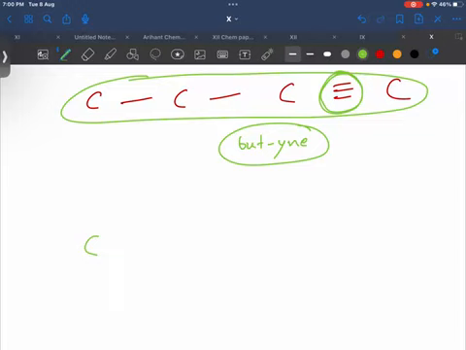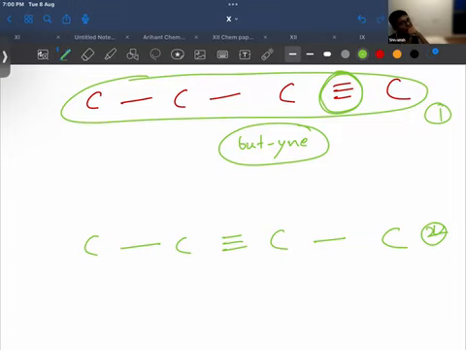Okay, then what is the difference between the first one और second वाले के बीच क्या difference है? If you don't specify the triple bond, both will be named as butane, right? Yeah. So that's why. हाँ, बोलो.